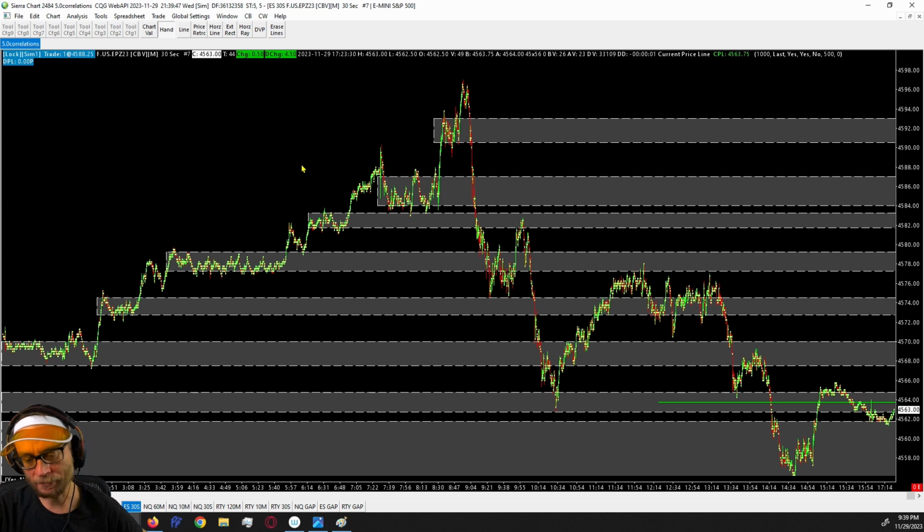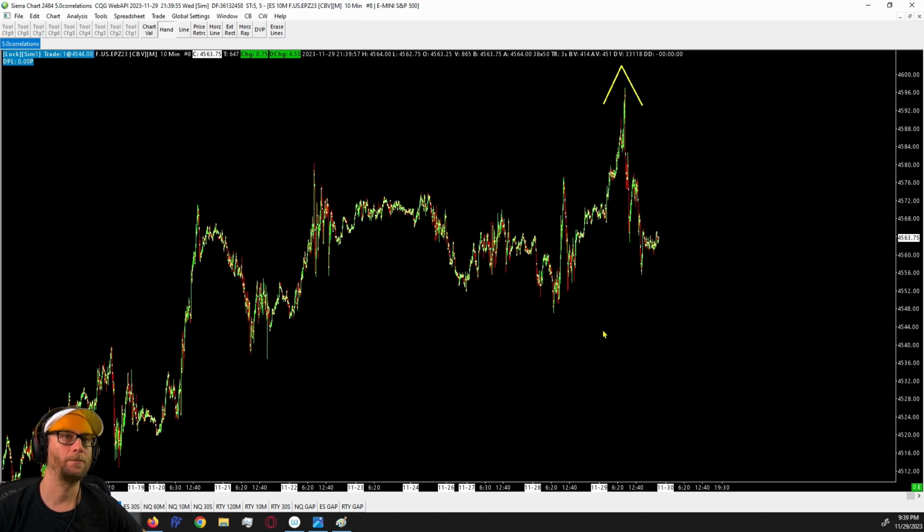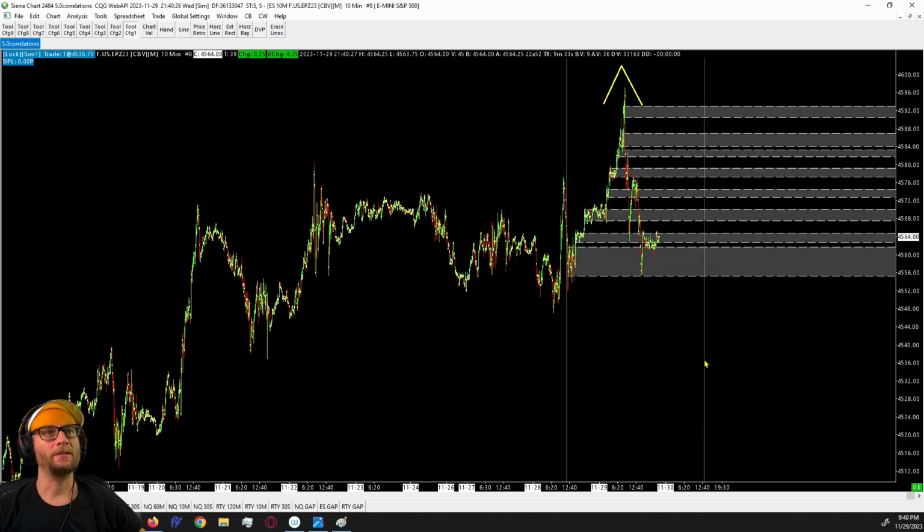Now, it doesn't have to be just like that, so that's going to be range expansion. So they blew all that out. Where does that start at? Let's actually... So we're looking at the 10-minute. Okay, so that stacking just starts right here, and then it goes up.